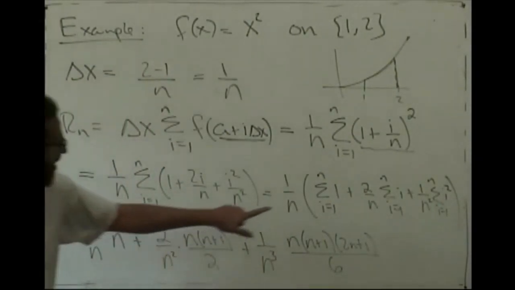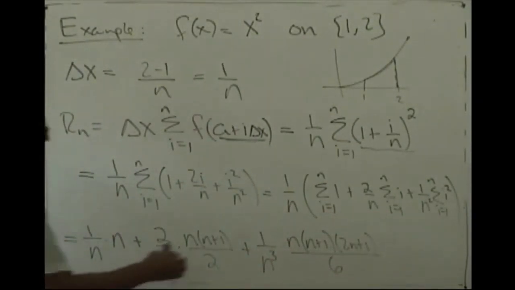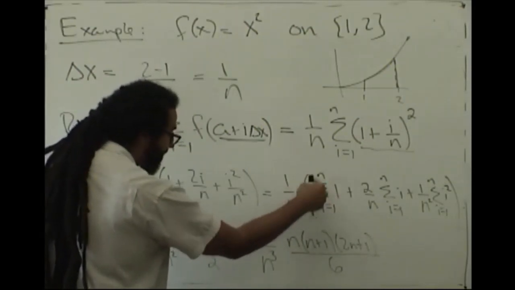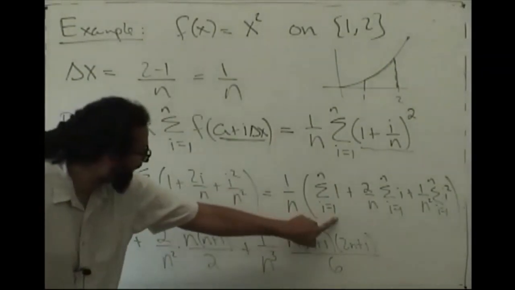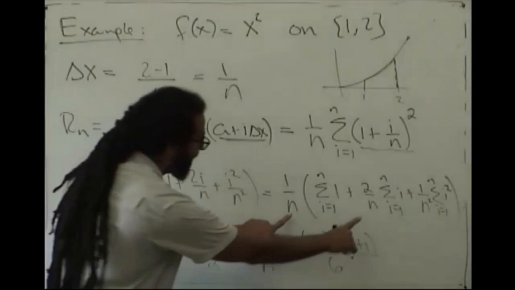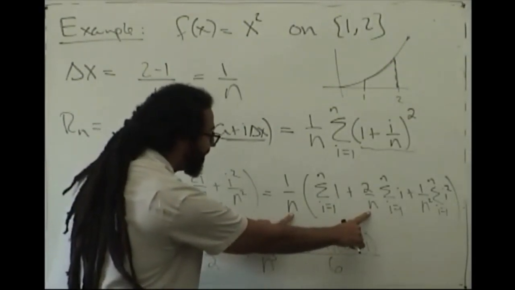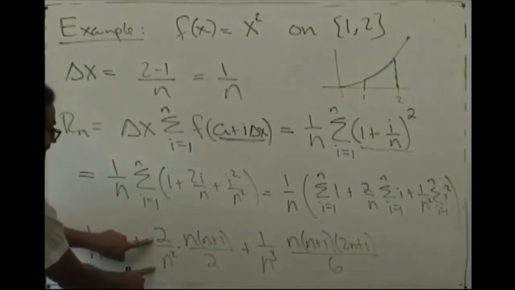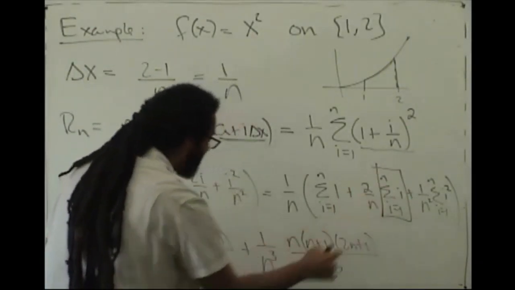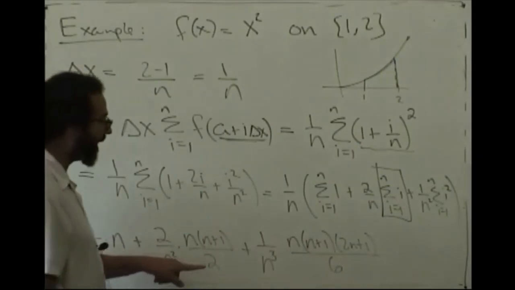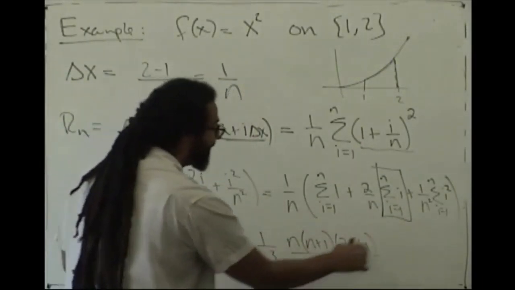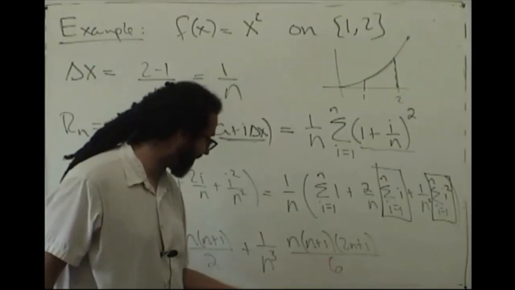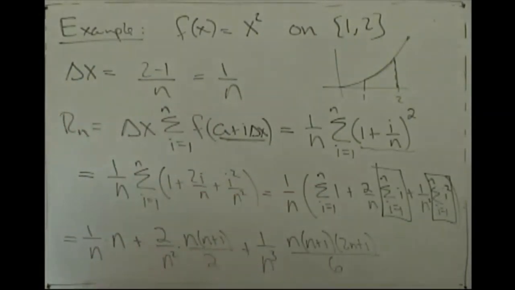Okay, now, what is each of these things? In the first sum, I'm adding 1 to itself n times, so I get just n. So 1 over n times n is the first summand here. Next is 2 over n squared, and then what is this sum? Well, we know it's n times n plus 1 over 2. So I got 2 over n squared times the formula we know for this, n times n plus 1 over 2. And then the last sum, 1 over n cubed, and we know this sum is n times n plus 1 times 2n plus 1 over 6. So now from here to here, I've gotten rid of all of the i's.